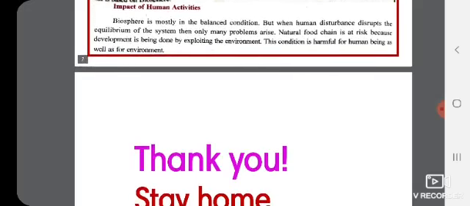The natural food chain is at risk because development is being done by exploiting the environment. If humans only exploit the environment, then yes, we can see the food chain will be at risk. We will not get anything to eat, drink or feel. Even humans pollute the environment, pollute the atmosphere with various smoke, dust and everything. This condition is harmful for human beings as well as for the environment. So we don't have to harm our environment, which is indirectly harmful to human beings also.